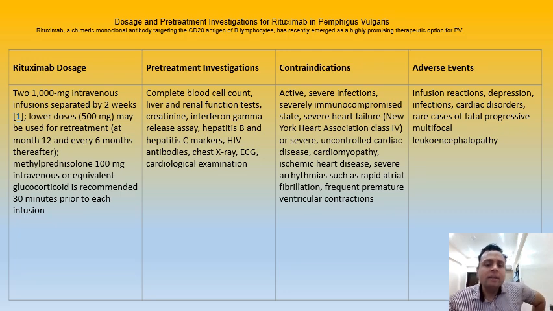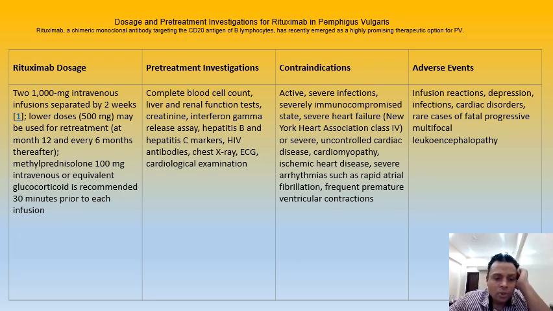Pre-treatment you have to do these tests: triple viral marker, chest X-ray, ECG, cardiological examination, interferon gamma, okay, QuantiFERON gamma, and complete blood test. Okay. Contraindication: any active severe infection, never give it. Even severe heart failure, never give it. Uncontrolled cardiac disease. The main problem is cardiac. So don't give it to any patient with cardiomyopathy or ischemic heart disease or uncontrolled cardiac problem. Severe arrhythmias, if there is a history, it is contraindicated. Basically, rituximab is contraindicated in cardiac patients.